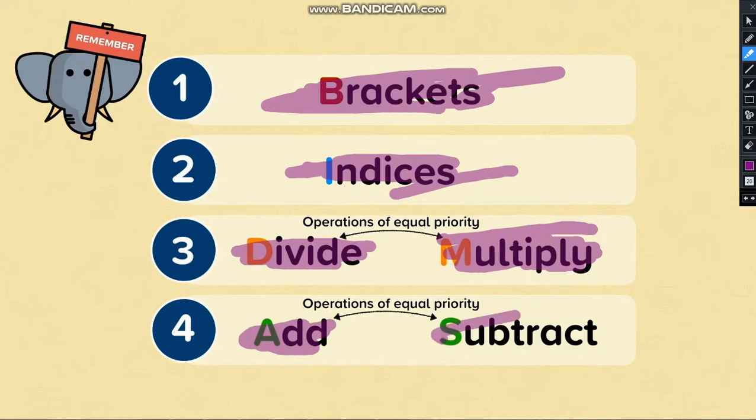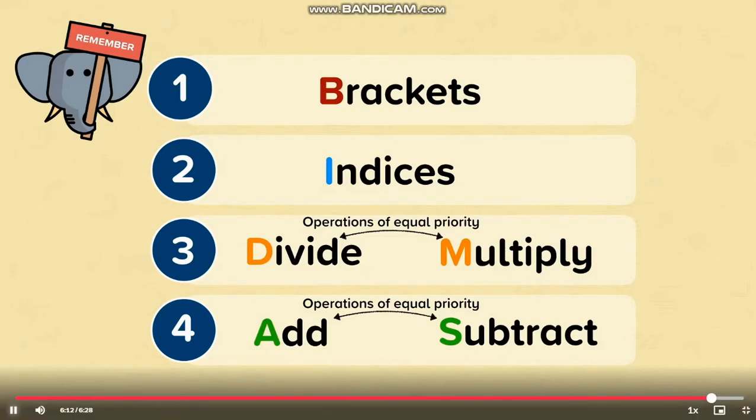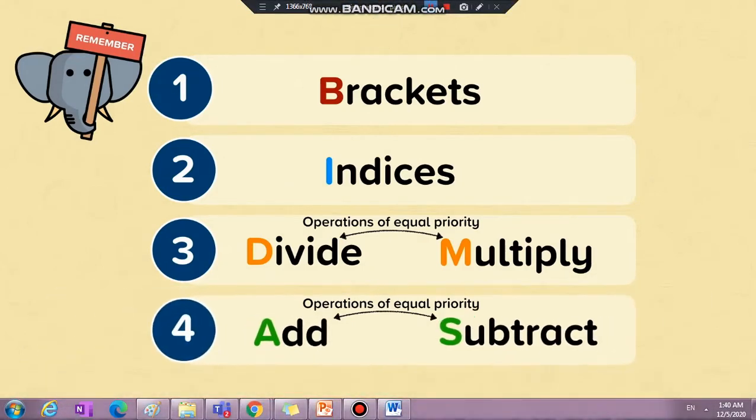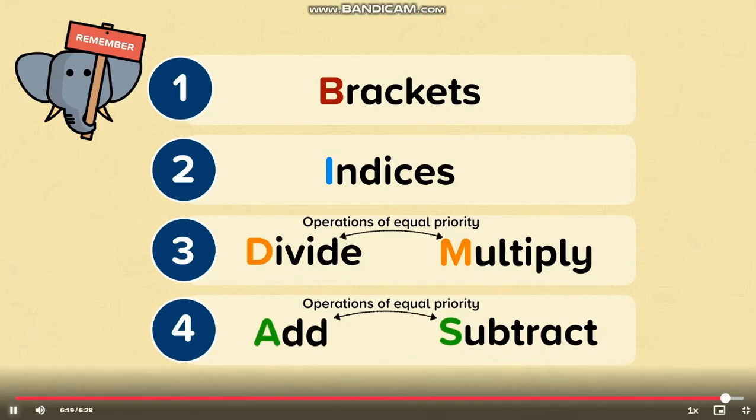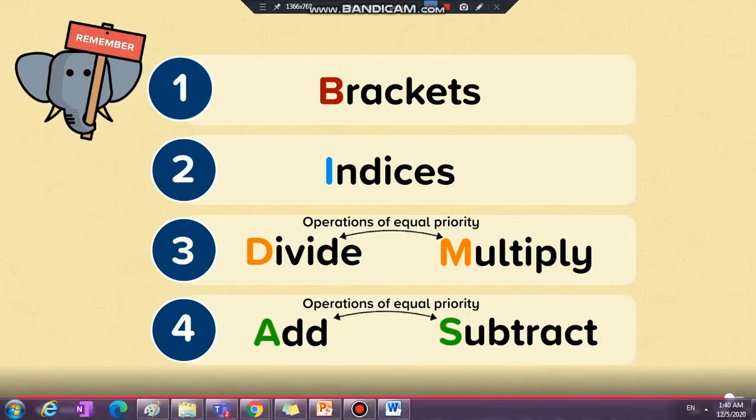These are operations of equal priority. If you have to divide and multiply, you just solve them from left to right. Finally, the A and S in BIDMAS stands for add and subtract, again of equal priority. Try to remember all about BIDMAS.